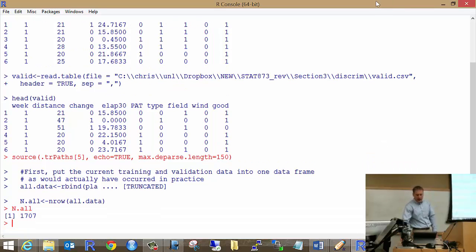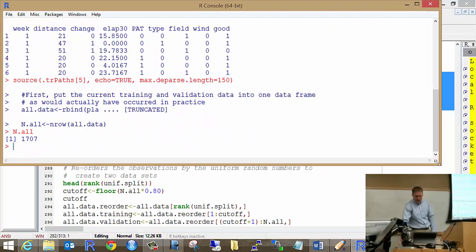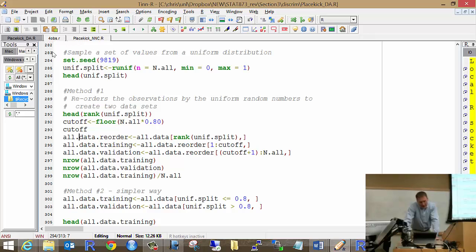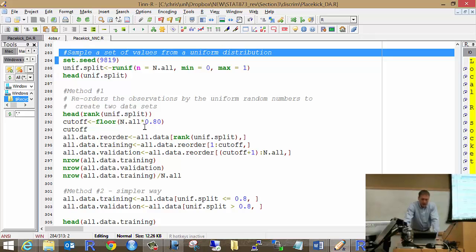And we can see that I have 1,700 observations in it. Okay, so method number 1. I guess actually with both methods I have to do this first part. What I'm going to do is generate 1,700 random observations from a uniform 0-1 distribution.